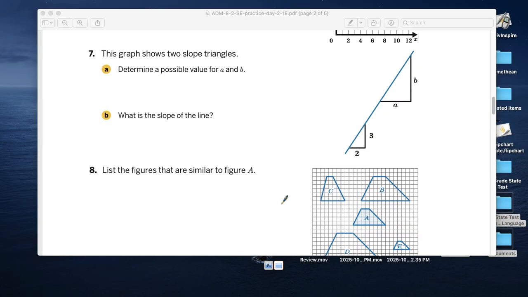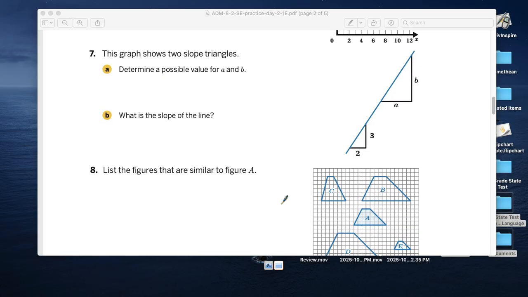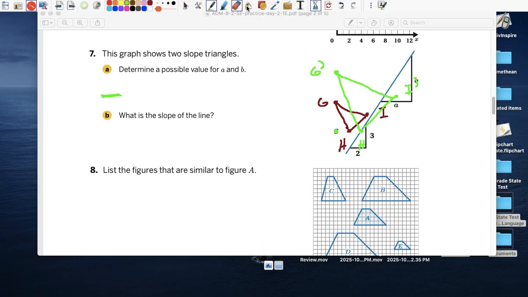This graph shows two slopes. Determine a possible value for A and B. All right, not that bad. So if this is 2 and 3, notice that they're similar triangles. They are using the line here, the slope of the line. Both points are on the slope. So this one is bigger.